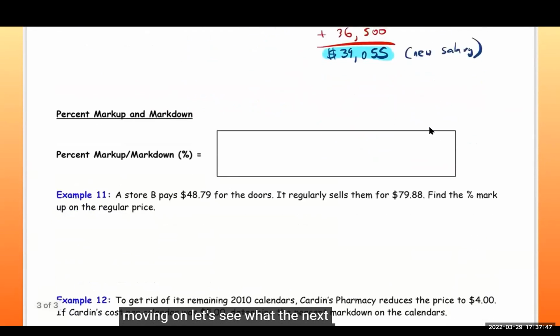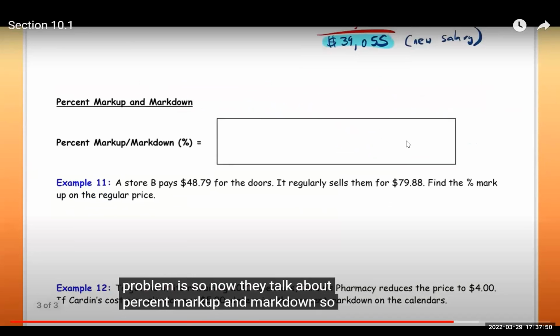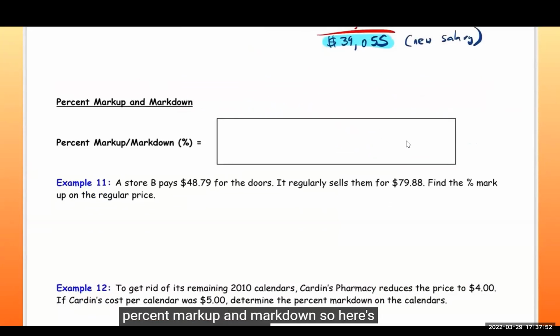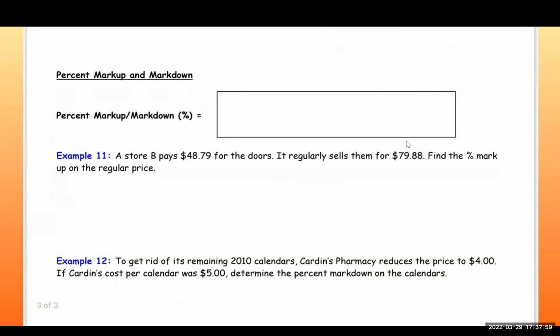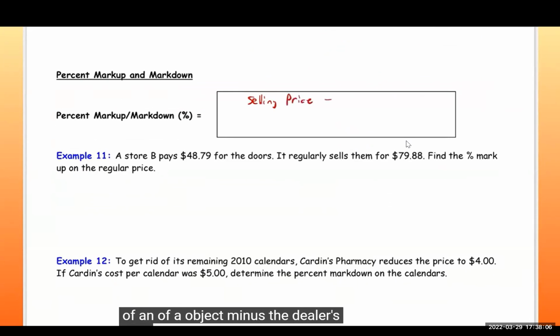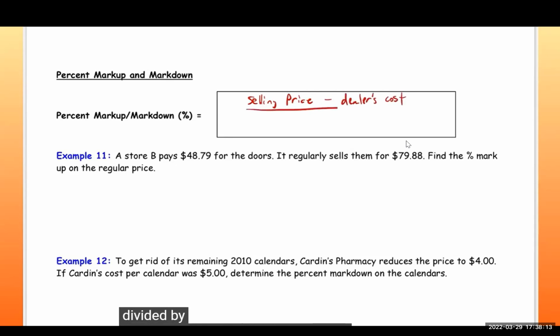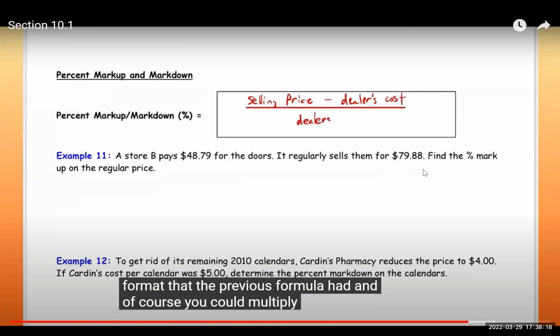All right. Moving on. Let's see what the next problem is. So now they talk about percent markup and markdown. So here's the formula for markup and markdown. So it's going to be the selling price of an object minus the dealer's cost divided by the dealer's cost. So it's got the same kind of format that the previous formula had, and of course you're going to multiply by 100 again to convert it to a percentage.